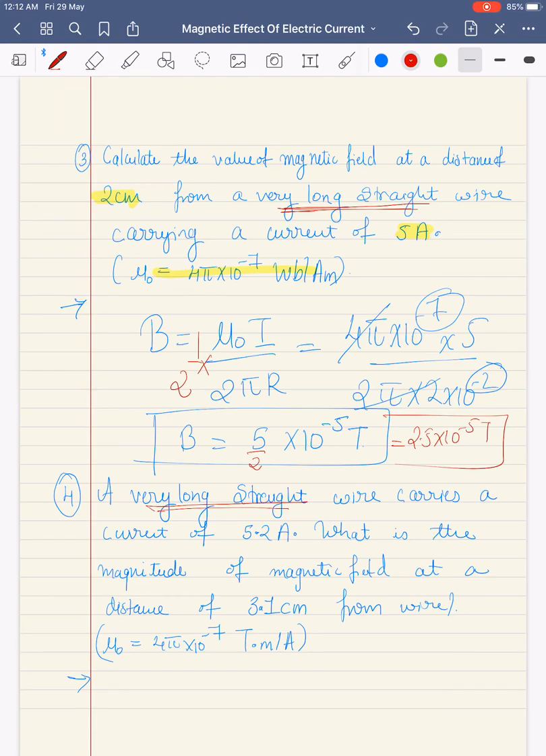Okay. Try to solve the question number 4. I'll just write down the answer. The answer for this is 8.35 into 10 raised to minus 5 Tesla. This answer should come. Okay.